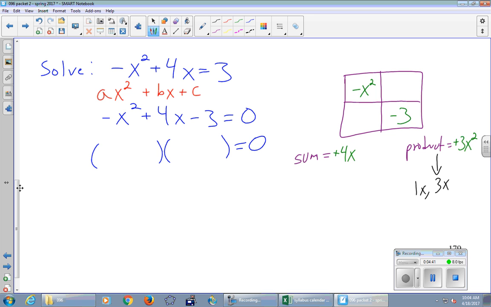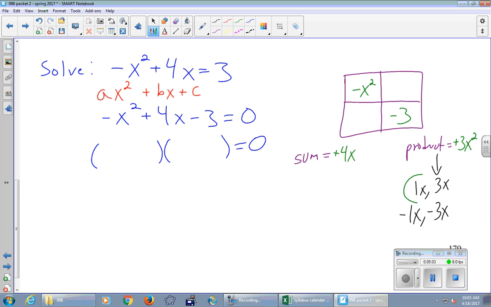But we could also make them both negative, couldn't we? And sometimes you need to. -1x, -3x. That will also give you a positive 3x squared when you multiply. So we've listed them all. And then we're just looking for the one that has the right sum. Does one of these have a sum of positive 4x?